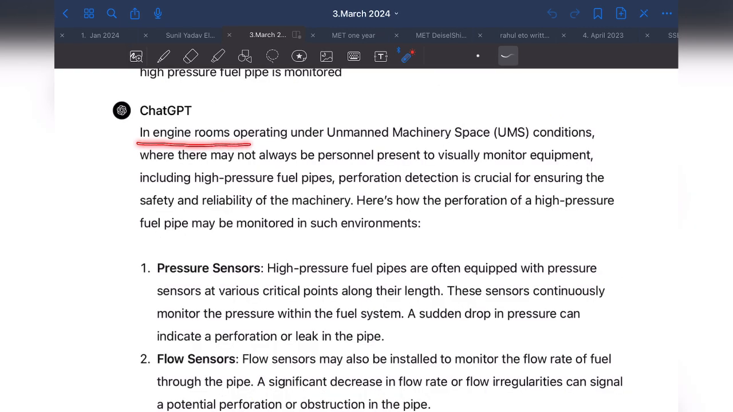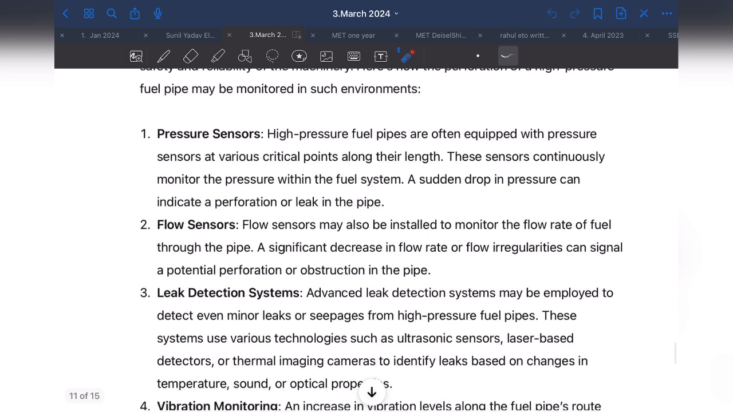In engine rooms operating under unmanned machinery space conditions, where there may not always be personnel present to visually monitor equipment, including high pressure fuel pipes, perforation detection is crucial for ensuring the safety and reliability of the machinery. Here is how perforation of a high pressure fuel pipe may be monitored in such conditions. Pressure sensors: high pressure fuel pipes are often equipped with pressure sensors at various critical points along their length. These sensors continuously monitor the pressure within the fuel system. A sudden drop in pressure can indicate a perforation or leak in the pipe.